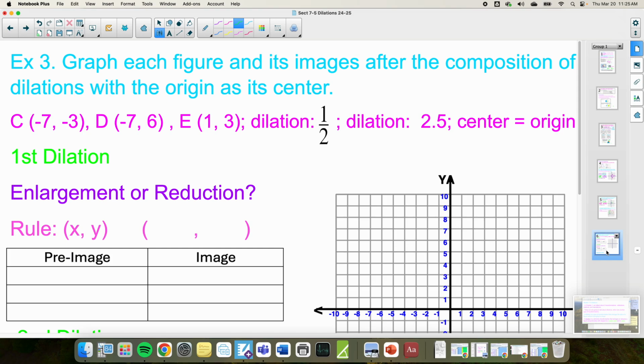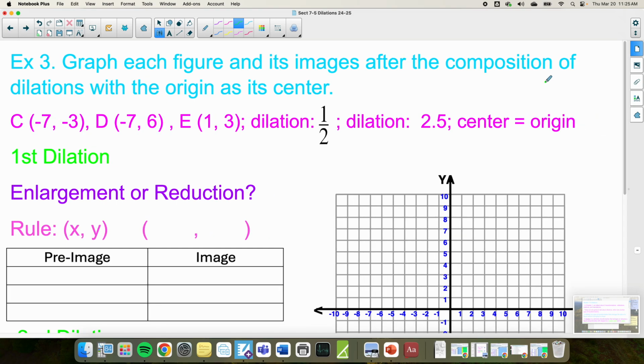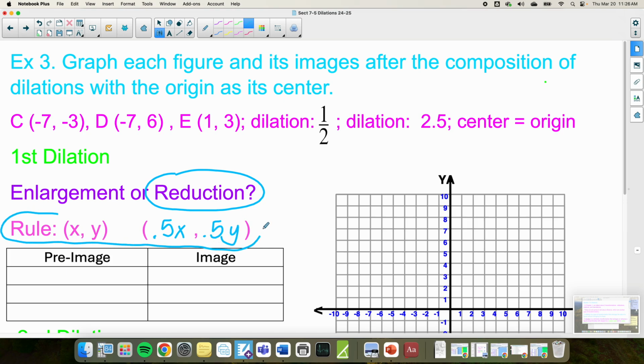So your final question that we're gonna do, they give us 3 points, and we're gonna do 2 separate dilations. And again, our center is always the origin. So the first thing I'm gonna do is look at just my first dilation. If that's 1/2, am I enlarging or reducing? I'm reducing, right? And my rule, I would write that 1/2 as 0.5x and 0.5y. Okay, so that's another answer.